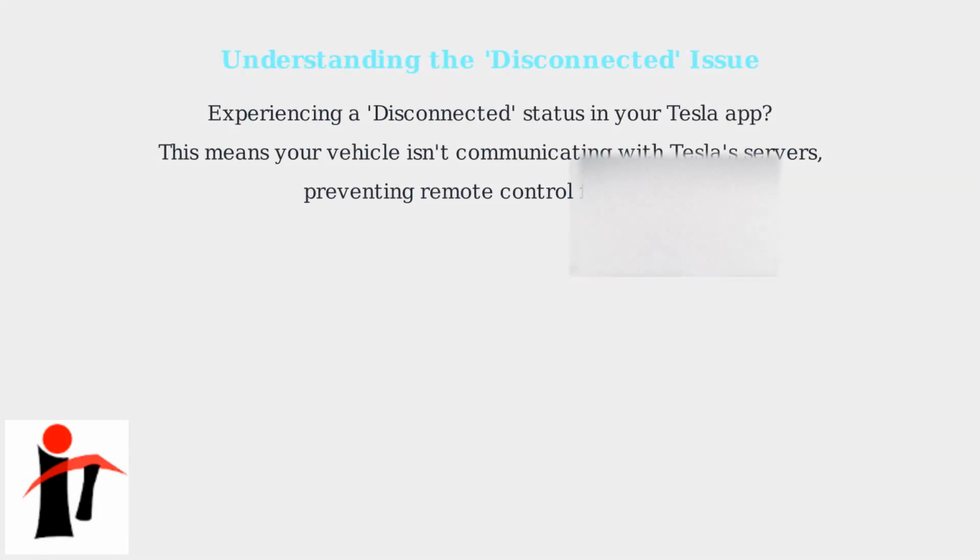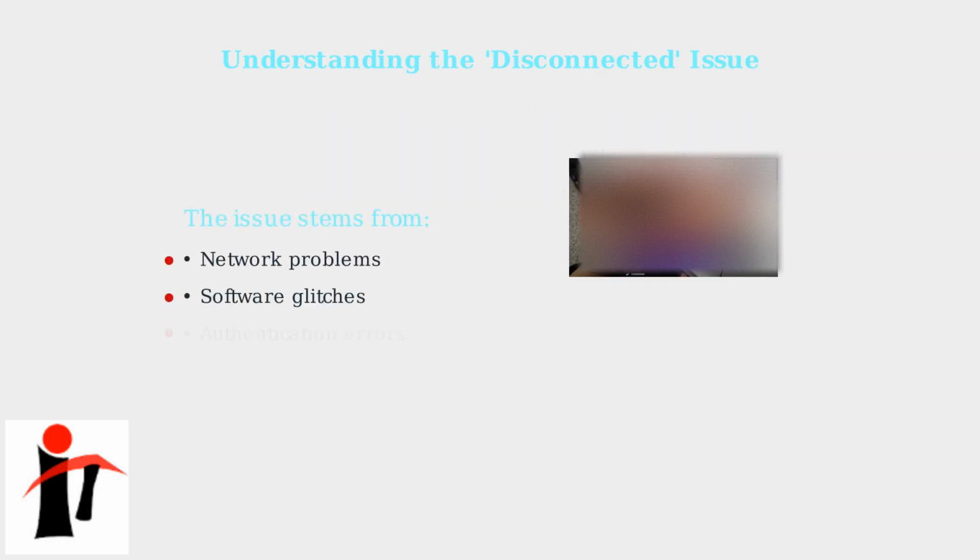Experiencing a disconnected status in your Tesla app? This means your vehicle isn't communicating with Tesla's servers, preventing remote control functions. The issue stems from network problems, software glitches, or authentication errors.